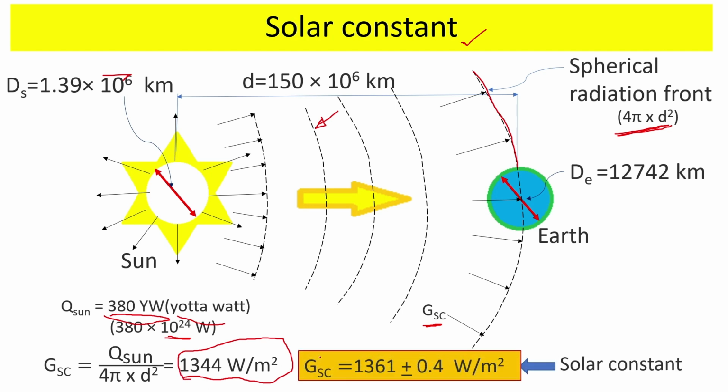However, the value of the solar constant which we just calculated is a calculated one, right? But it has been measured by the Physical Meteorological Observatory in Davos, and the value of the solar constant comes out to be 1361 with an uncertainty of plus minus 0.4 watts per meter square. So this is a more accurate value of solar constant.